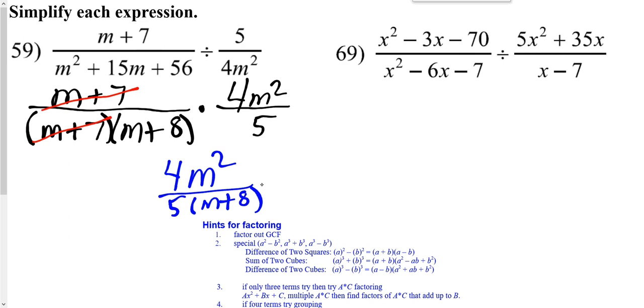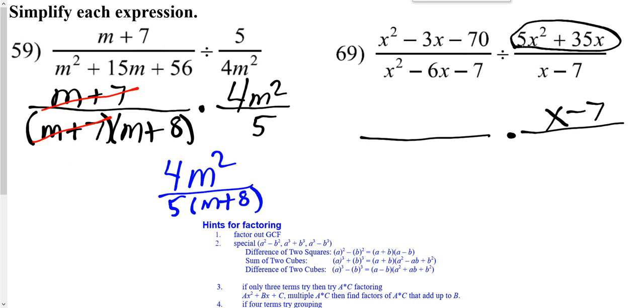Same idea in the next problem. Instead of dividing by a fraction, you flip the second fraction upside down and change it to multiplication. So I'm going to put that x minus 7 on the bottom up to the top because I'm flipping it. And then when I'm flipping this and putting it on the bottom, I'm also going to do my factoring. So I'm going to pull out my greatest common factor.